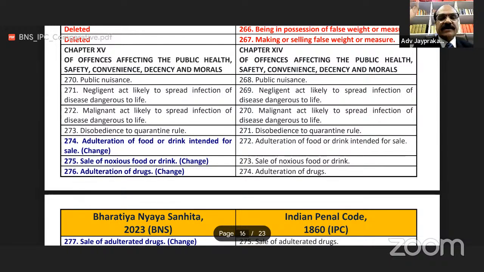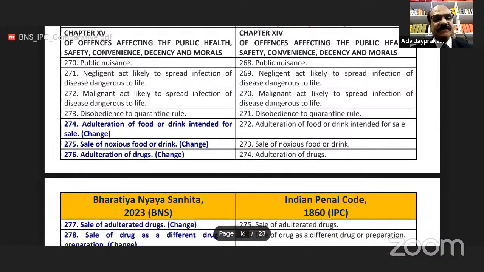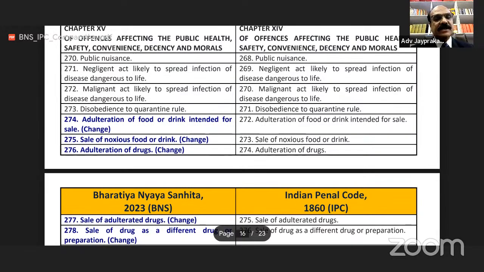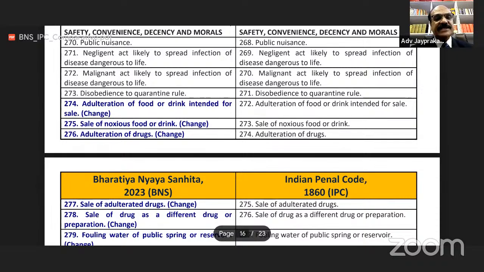So, like spreading infection of diseases which are dangerous to life, like COVID. So it should not happen in our country. So this is the law which is given under section 272 of BNS. Its earlier section was in IPC 270. BNS section 273, disobedience to quarantine rule. Its corresponding section was in IPC 271.